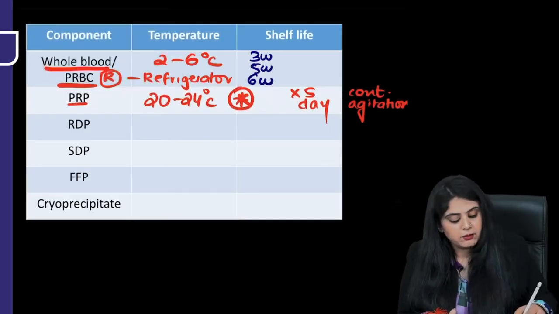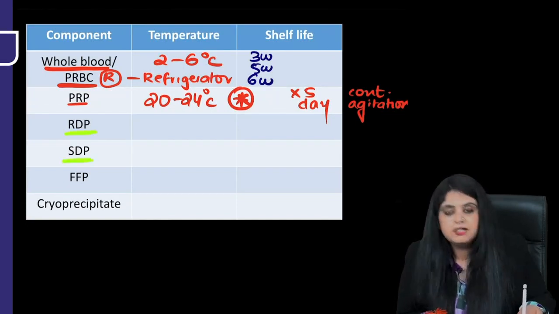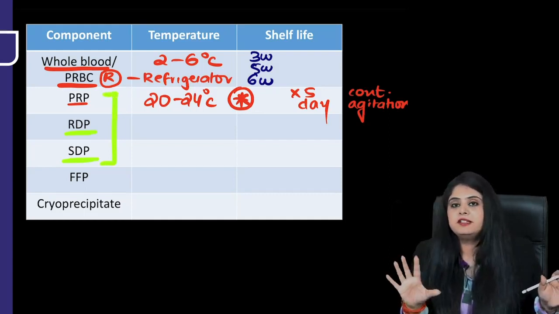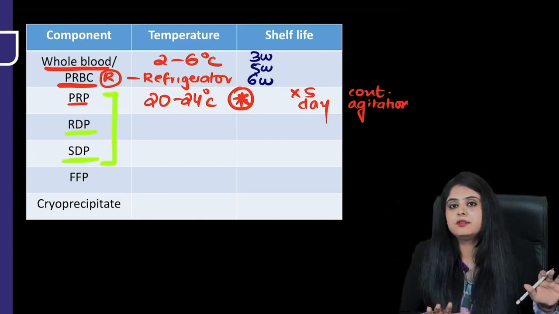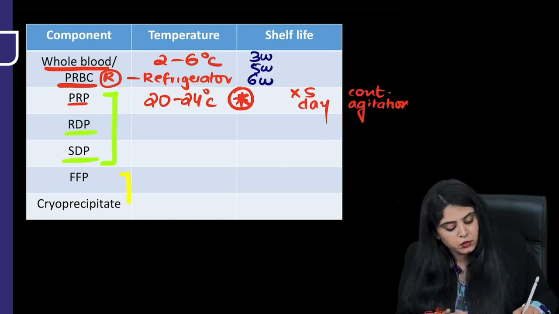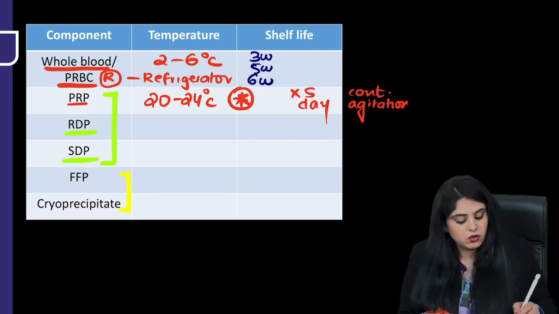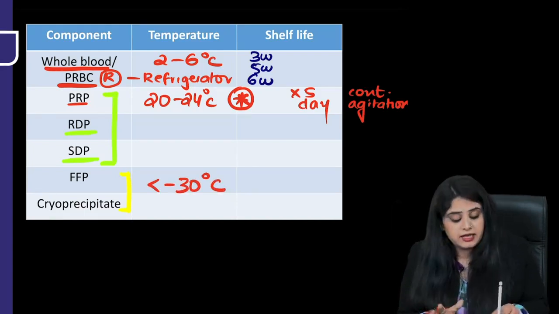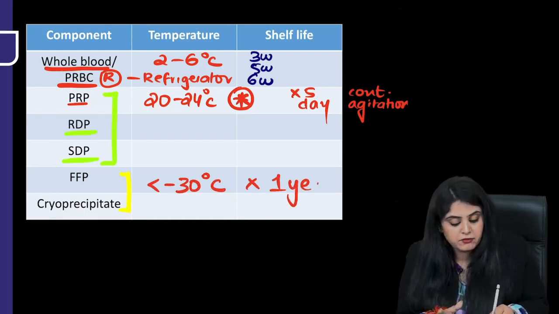Coming back, when I'm talking about anything to do with platelet, random donor platelet, single donor platelet, any platelet thing, rules are the same. 5 days, 20 to 24 degrees, constant moving. Now anything that is frozen, either a fresh frozen plasma or a cryoprecipitate, it is kept at minus temperatures because it is frozen, and anything that is frozen can be kept for 1 year.